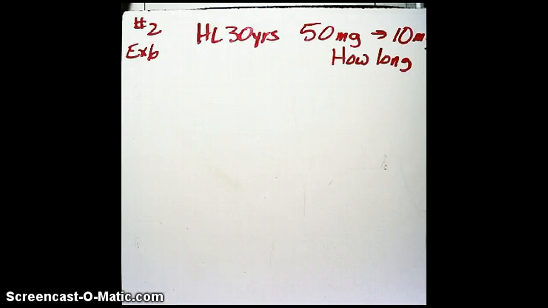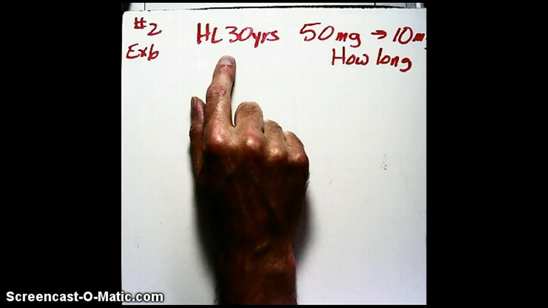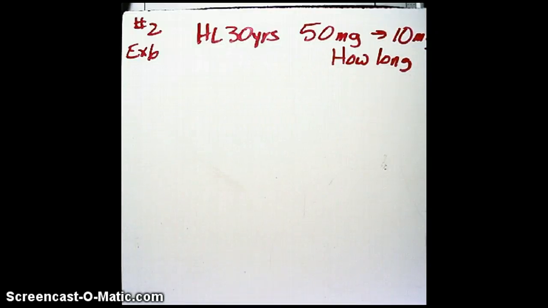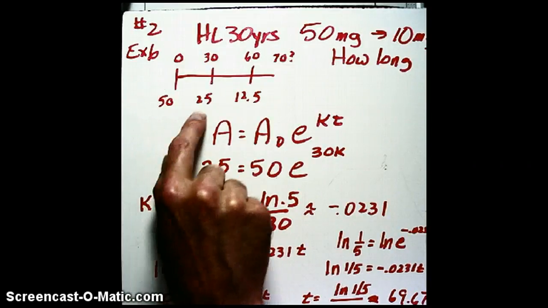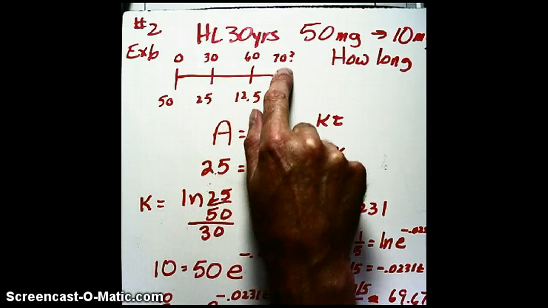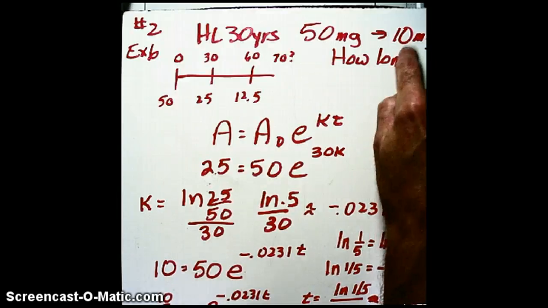Okay, we have two problems. One is there's an element with a half-life of 30 years. I'm starting with 50 milligrams. How long till I get to 10 milligrams? Okay, so here's how to work this problem. Remember half-life. 30 years for half. If I started with 50, that'd be 25. 60 years, that'd be 12.5. I'm thinking 70 years, for us to have 10 left.